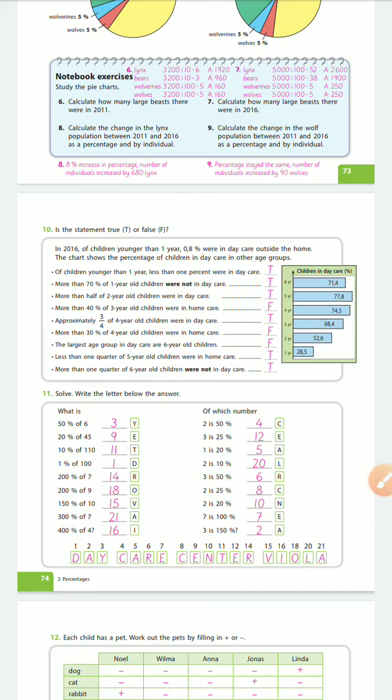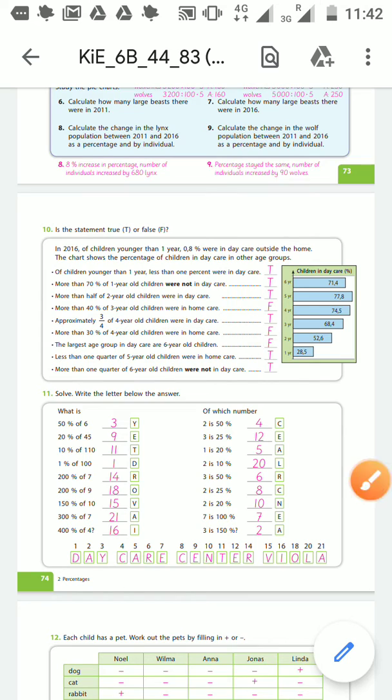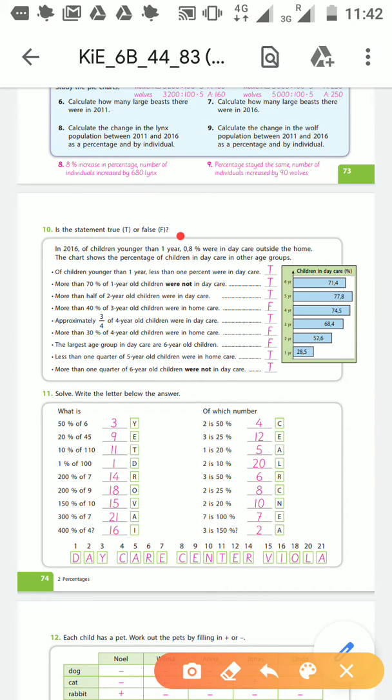In 2016, children of younger than 1 year, 0.8% were in daycare outside the home. The chart shows the percentage of children in daycare in other age groups. So this is good for checking your answers. First one, of children younger than 1, less than 1% were in daycare. Well, that is true because we know that that figure there is 0.8%, isn't it? So that is true. The second one, more than 70% of 1-year-olds were not in daycare. Okay, so that's just saying the reverse of it. You know definitely that is also true. So that's a list of answers there to help you as well.